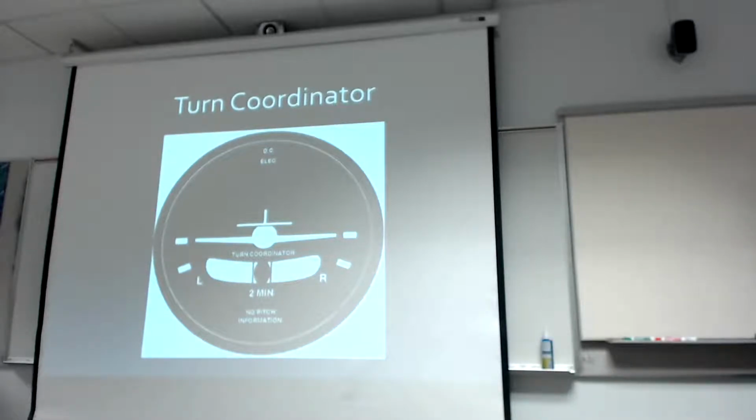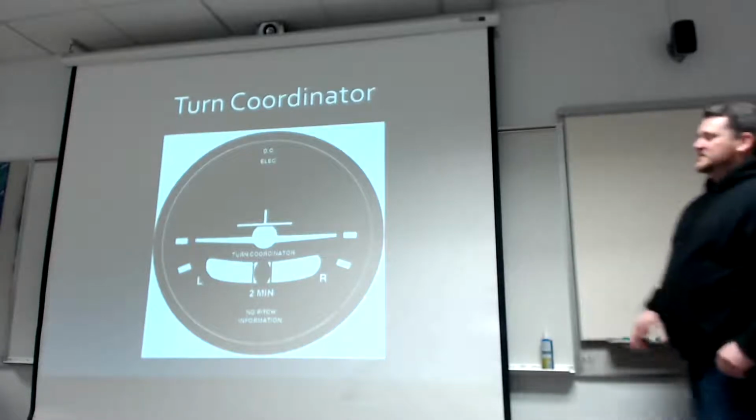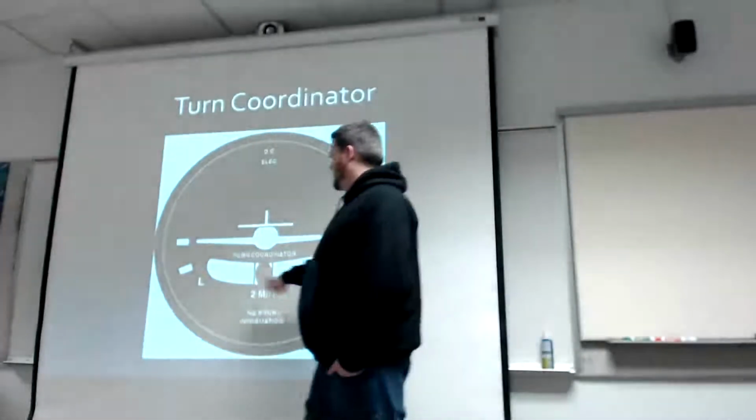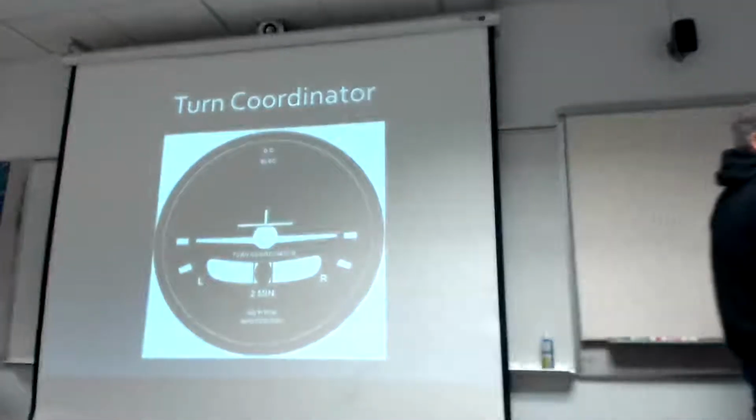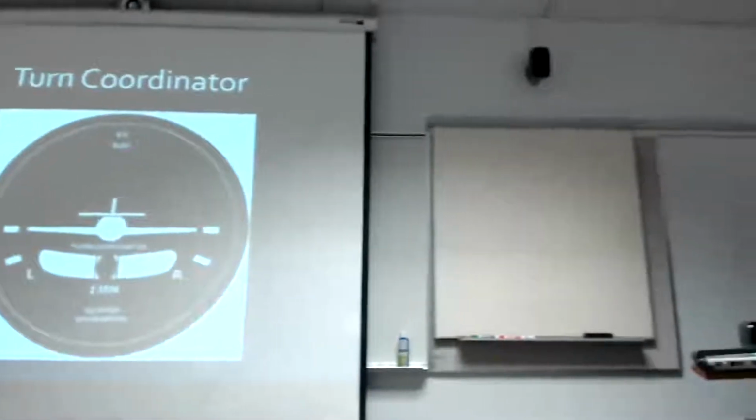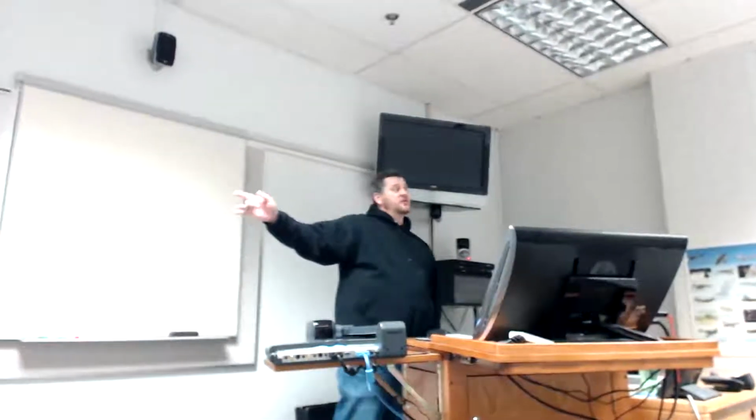Does anybody know what the significance of this hash mark and this hash mark is? It's not the angle of bank. Standard. Say it louder. Standard. Yeah, somebody else said it too. It's written: 2 minute. A standard rate turn, which is a 2-minute turn. You will do a 360-degree turn in 2 minutes. That changes based on your airspeed, because it will show you the 2-minute turn regardless of your airspeed.